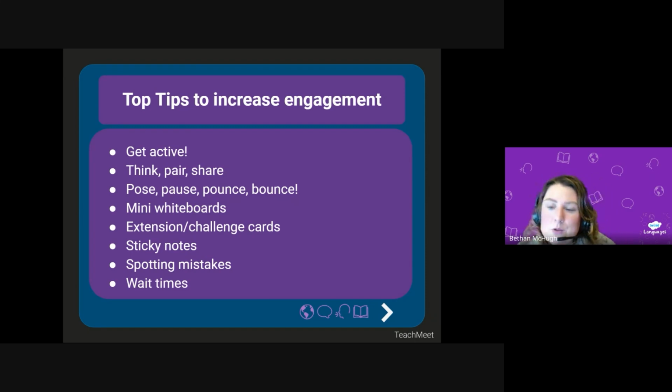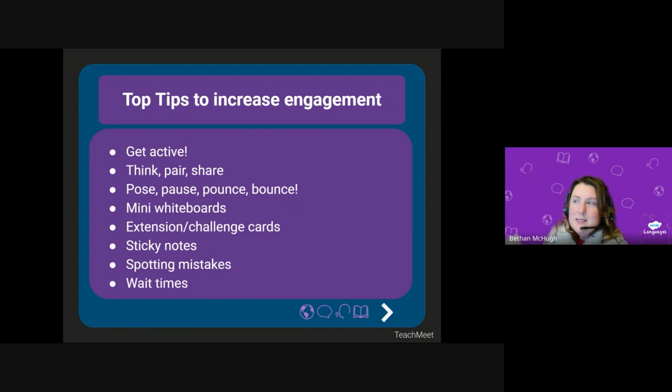Lindsay, who some of you will know, is in our team and is a secondary teacher. She reminded me of the strategy of think, pair, share, which is going back to what we're saying: you've got some thinking time, you then have some pair time, and then you share things as a pair to take the pressure away. Pose, pause, pounce, bounce, which I have to admit I had never heard of, and I had to go and look that up, is about passing things along. So you pose a question, you pause and give them time to do it. You pounce and somebody has to give an answer, and then bounce that along.